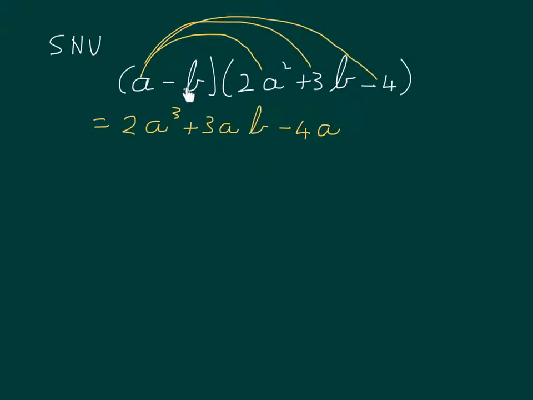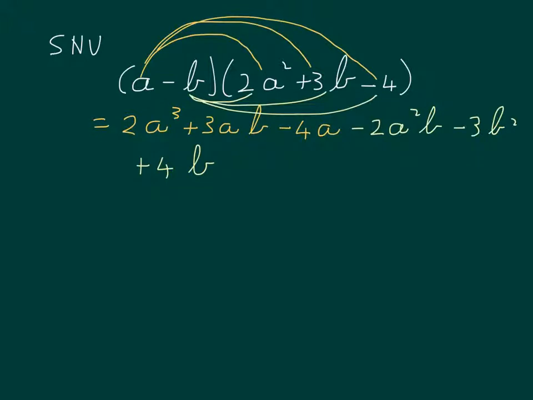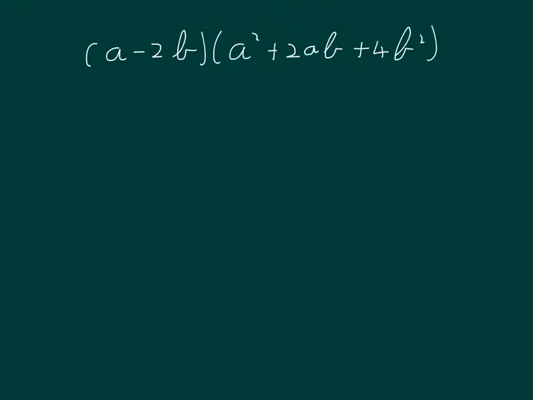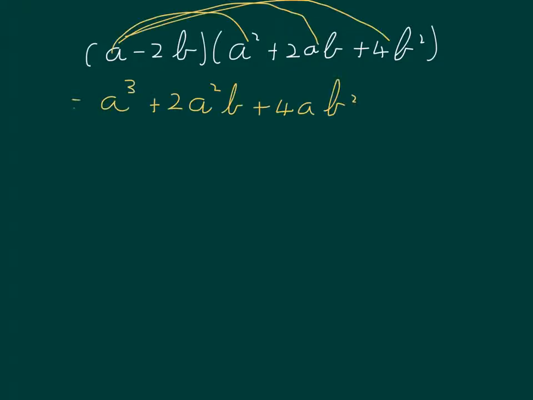Then I do the same with the minus b. The minus b times the 2a gives me a minus 2a squared b. The minus b over here gives me a minus 3b squared. And the minus b over here gives me the plus 4b over here. Then I see if there are like terms and I try and put them together. Because there are no like terms in here, that means all of them are separate and the sum is finished over here.